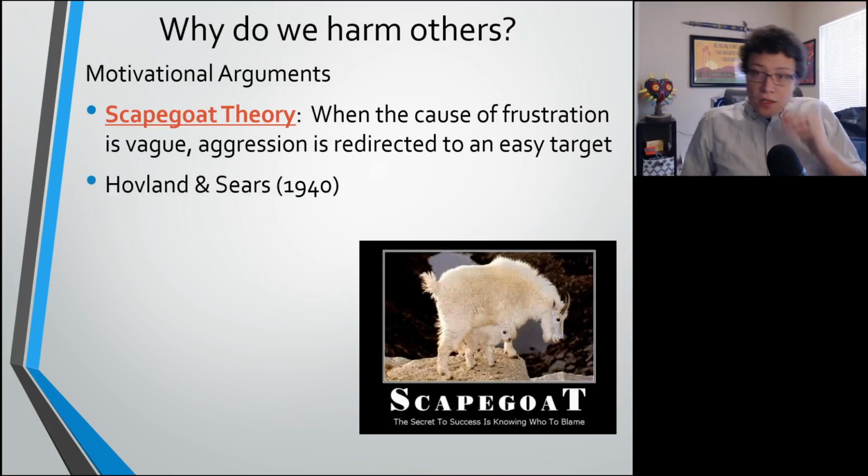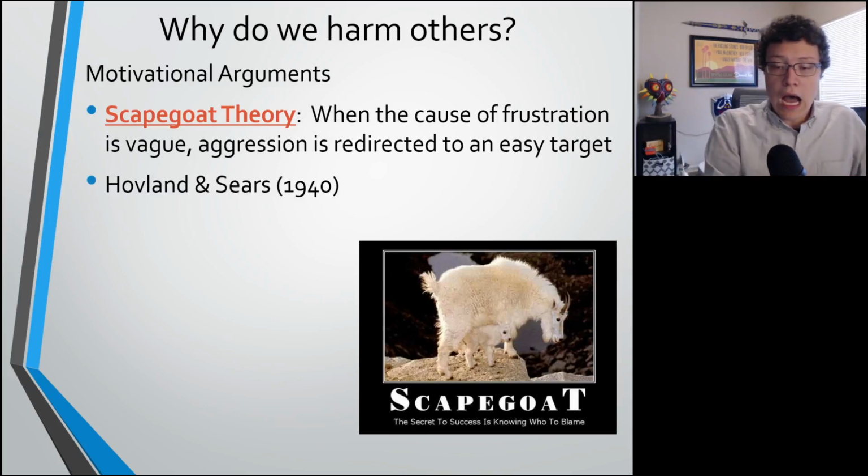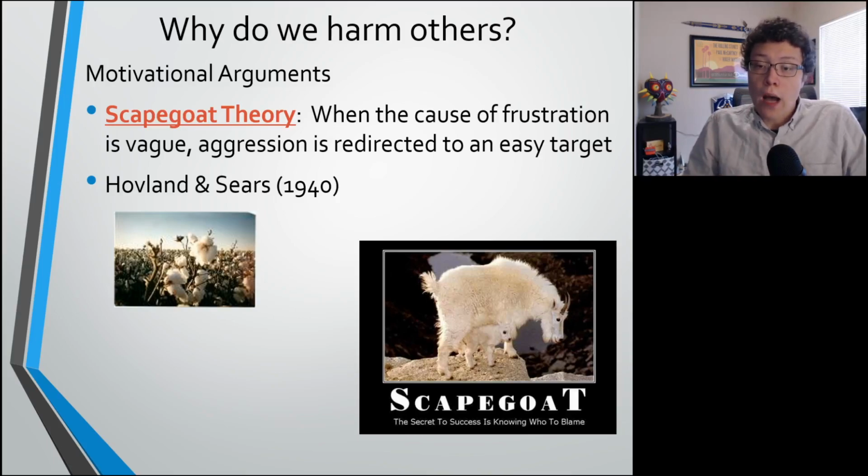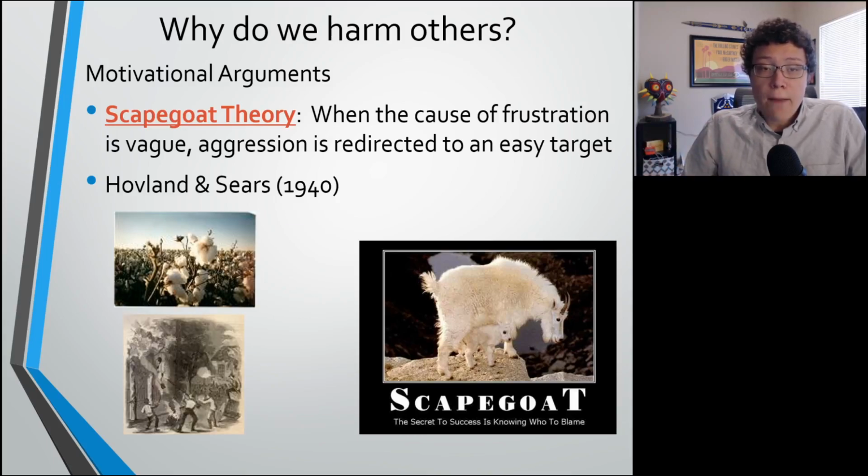And one study looked at this in the 1940s, and this was really looking at the relationship between the price of cotton and the lynchings of African Americans in the South from 1882 till 1930. As it turns out, there's a strong negative correlation between the price of cotton and the number of lynchings. As the price of cotton went down, and the economy got worse, lynchings began to rise. So why does this happen?